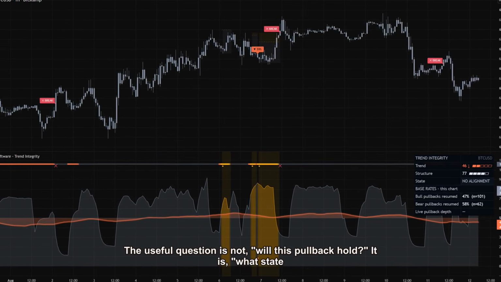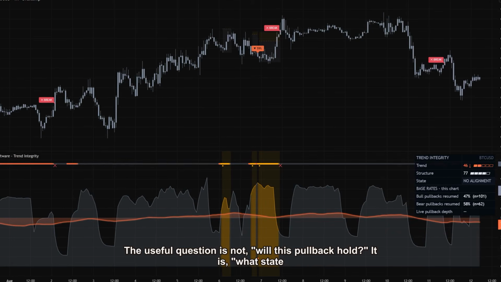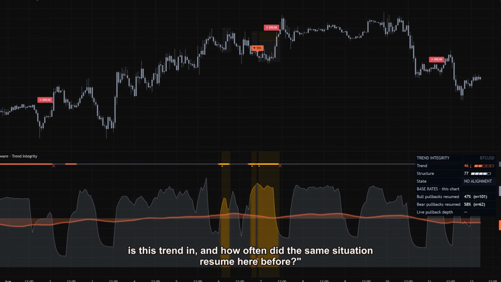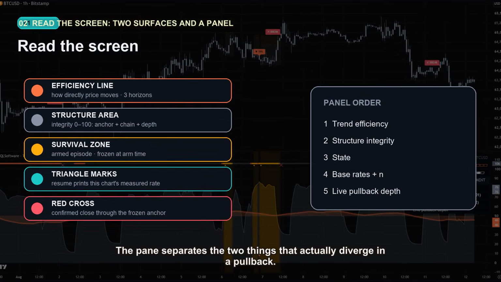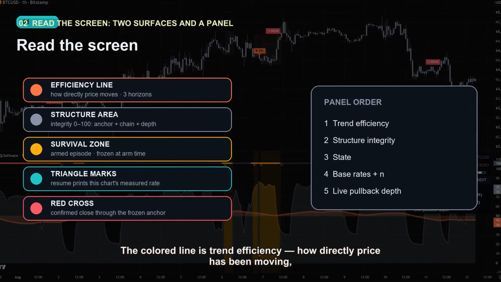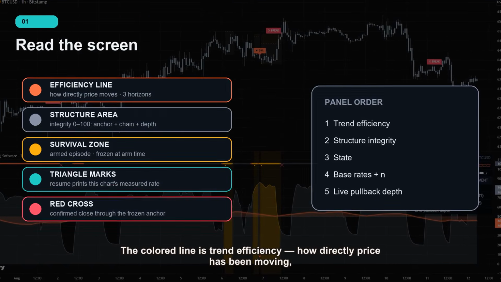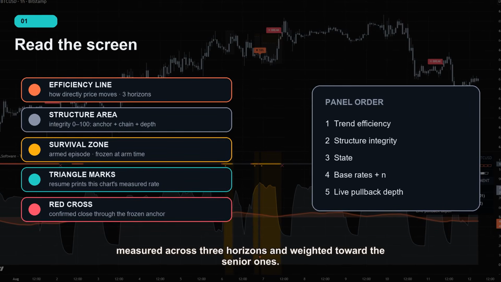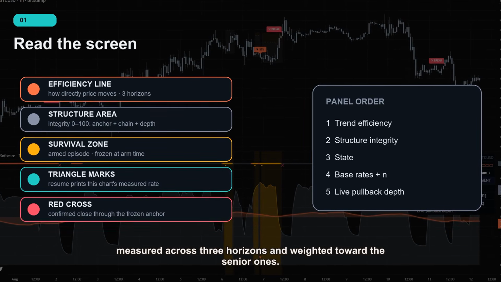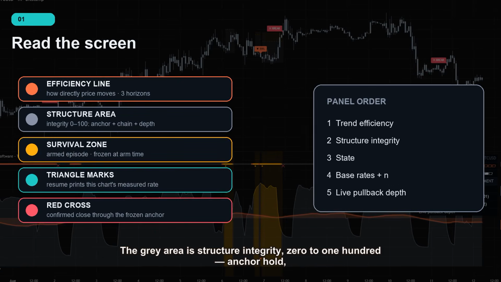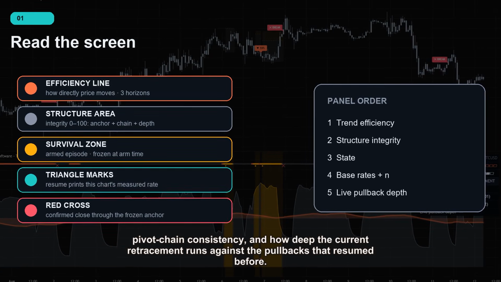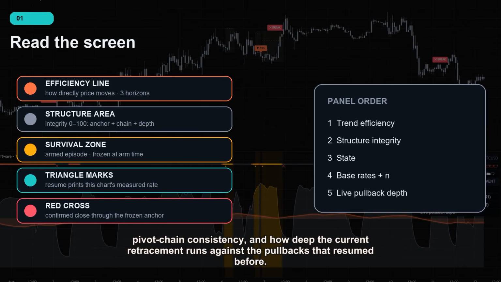The useful question is not, will this pullback hold? It is, what state is this trend in, and how often did the same situation resume here before? The pane separates the two things that actually diverge in a pullback. The colored line is trend efficiency, how directly price has been moving, measured across 3 horizons and weighted toward the senior ones. The gray area is structure integrity, 0 to 100: anchor hold, pivot chain consistency, and how deep the current retracement runs against the pullbacks that resumed before.